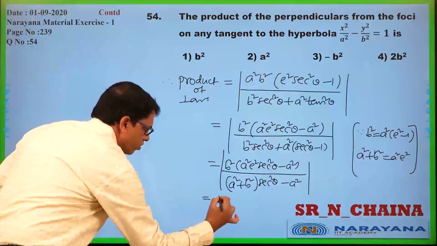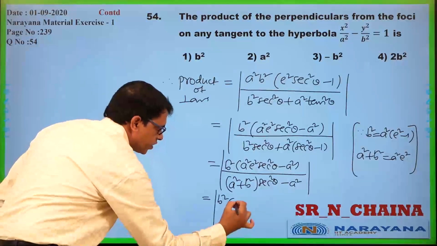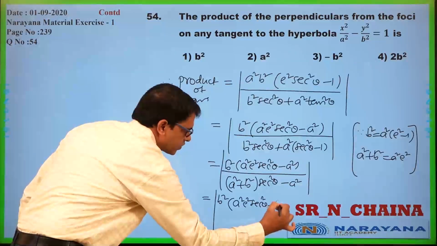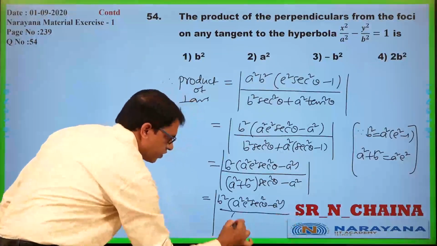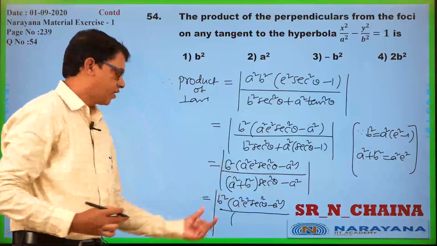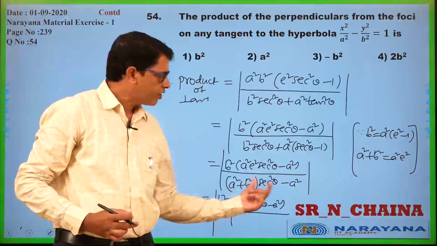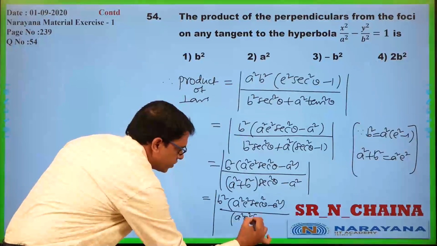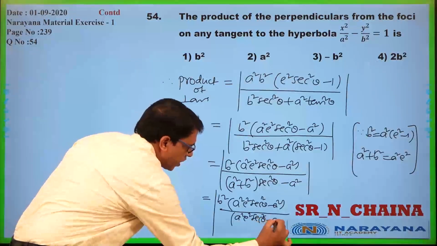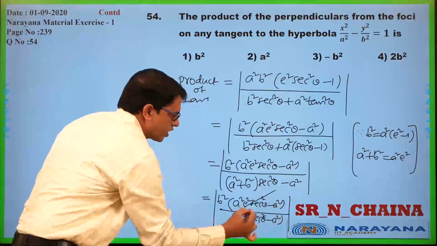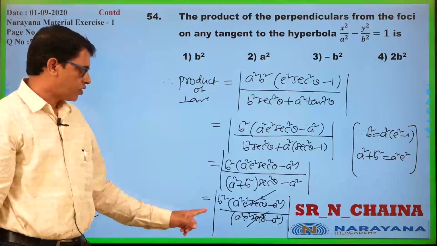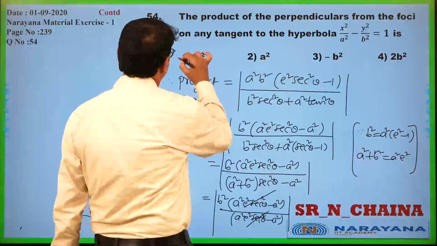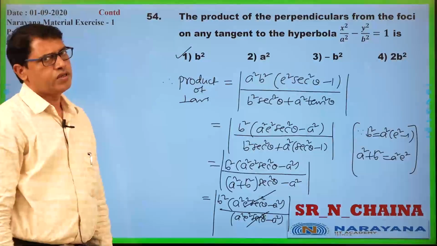That equals b square into a square e square secant square theta minus a square upon. In the place of a square plus b square, I can write a square e square. So a square e square secant square theta minus a square. So these two cancel out. So we are left with b square. So the first option is the right option.